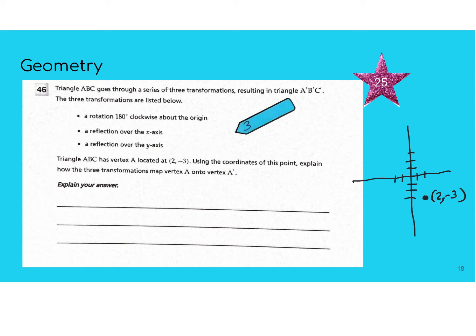So for this problem, I drew something to start us off. I drew the point (2, -3), because they're talking about triangle ABC, but they only care about vertex A. So why draw the whole thing? Why not just draw vertex A?